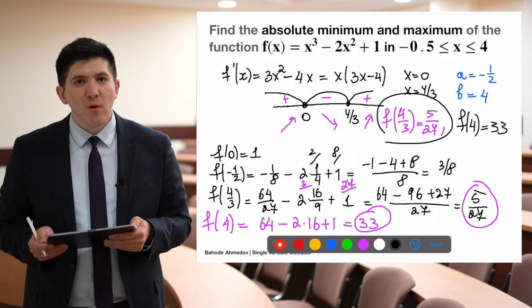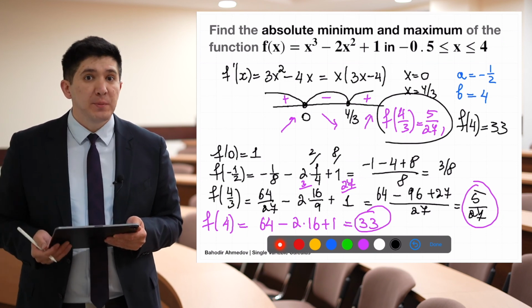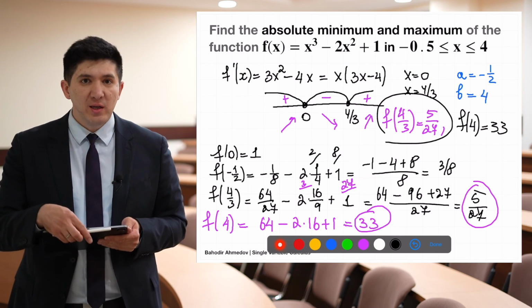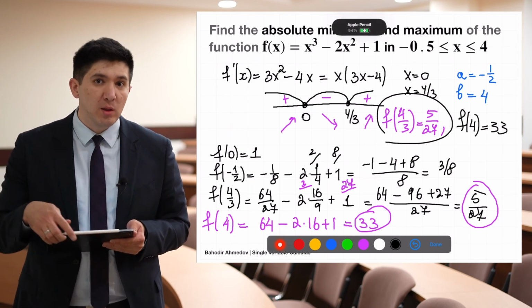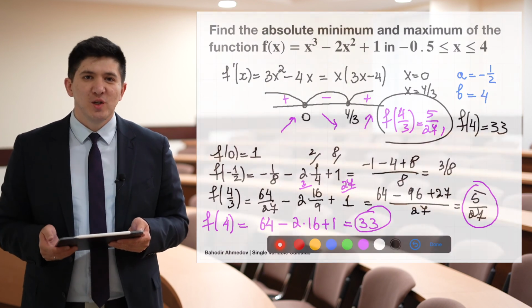So this is how we need to look for the absolute maximums and absolute minimums. And please note that we can find them using the local maximums and local minimums, and we can find the local minimums and local maximums using the derivatives.